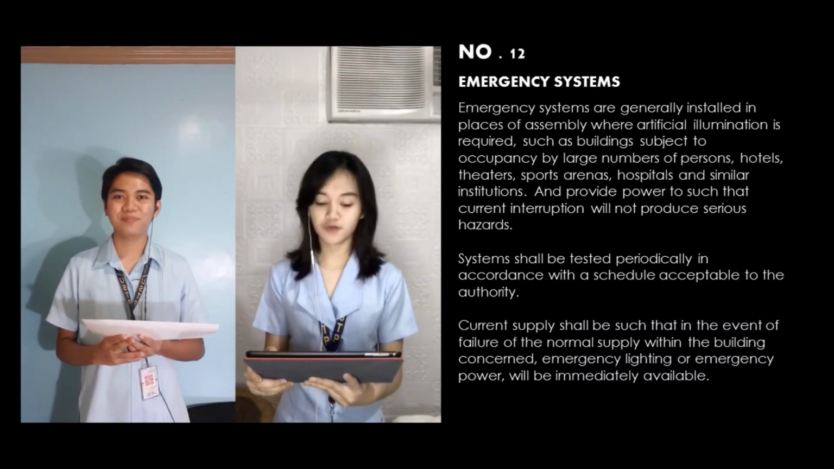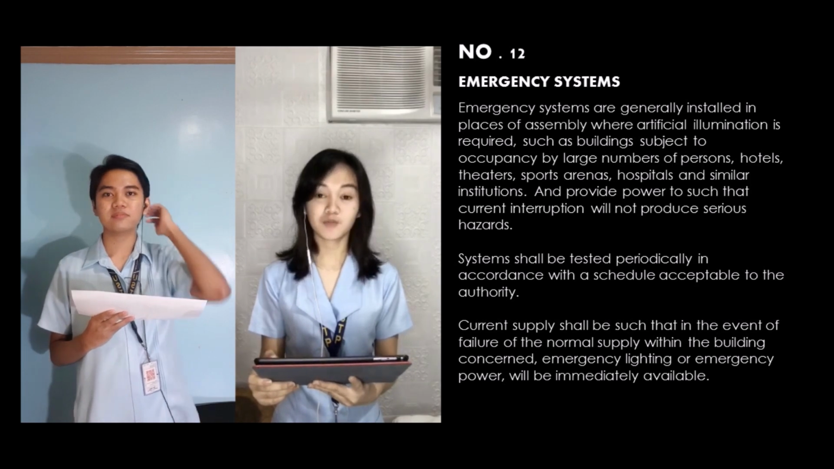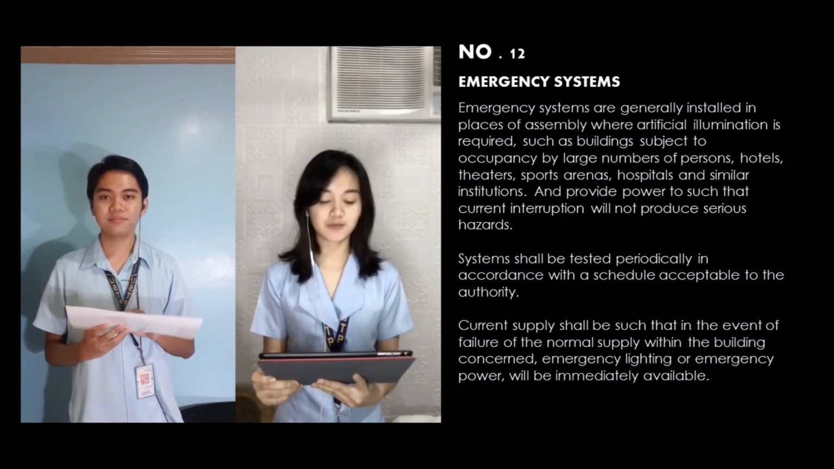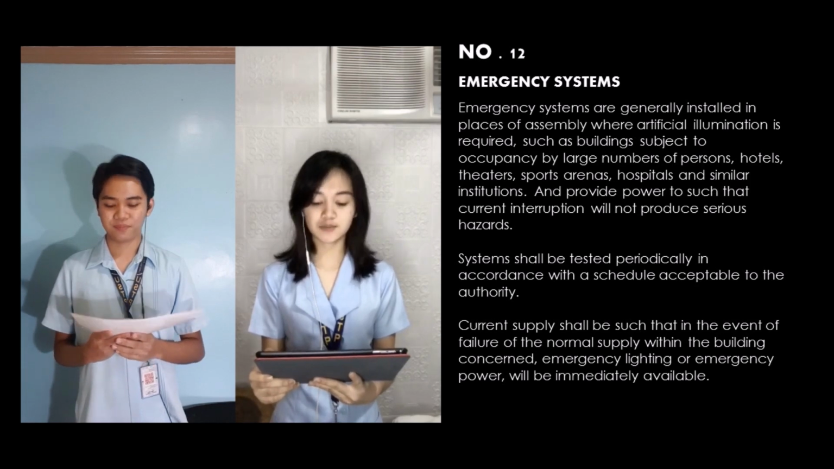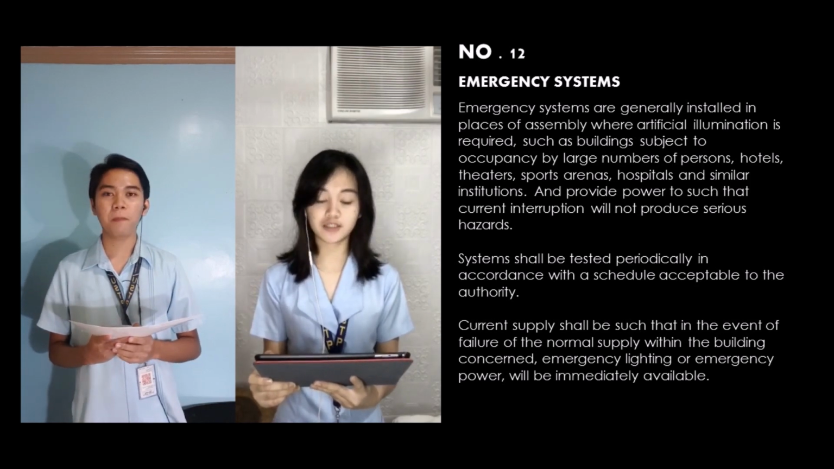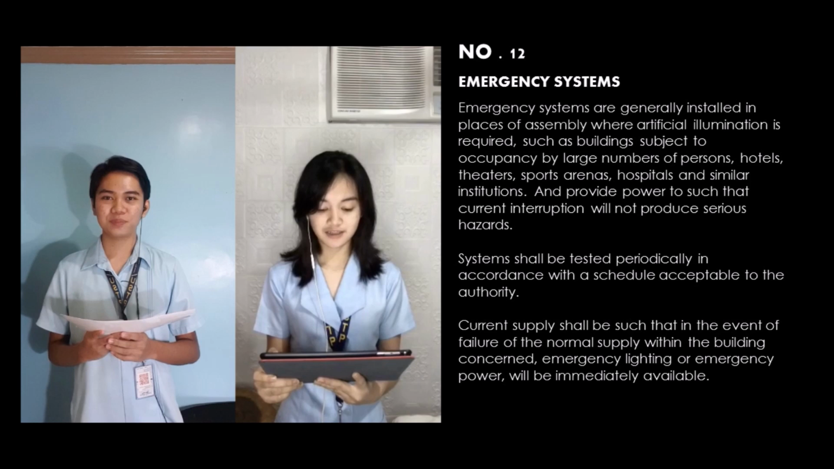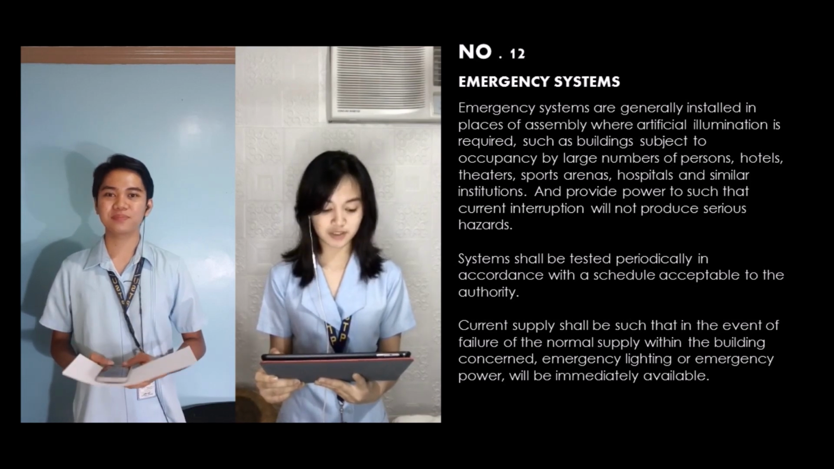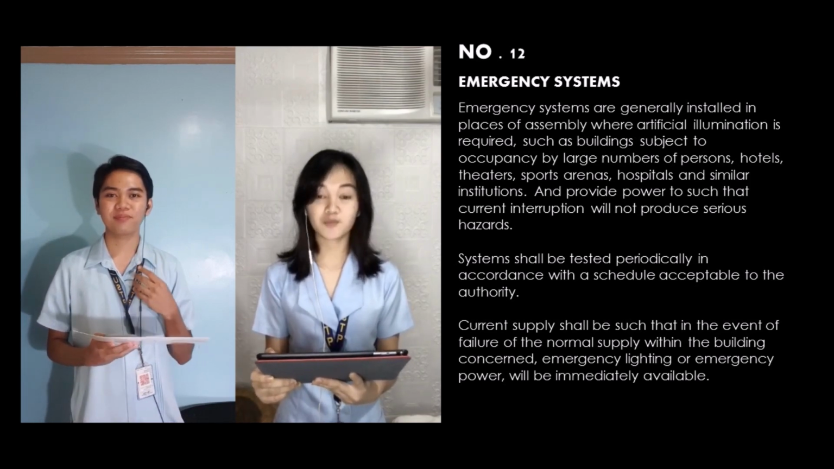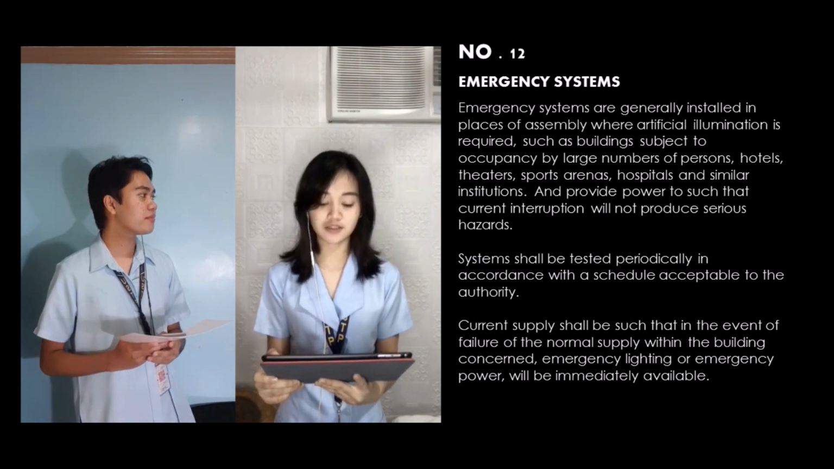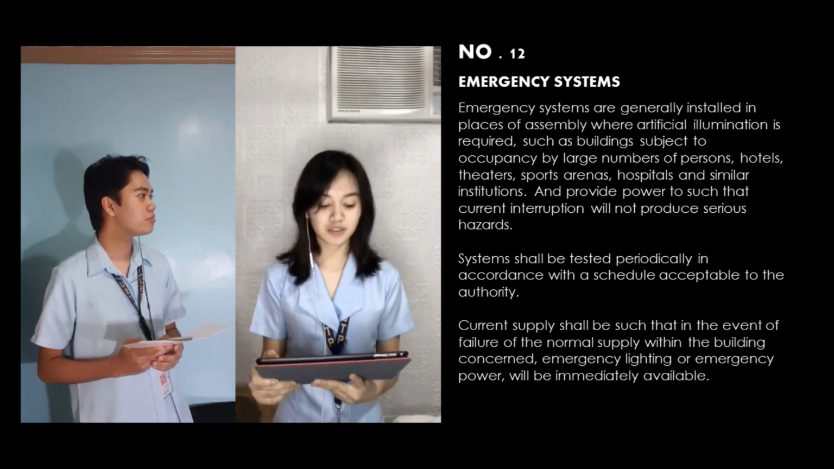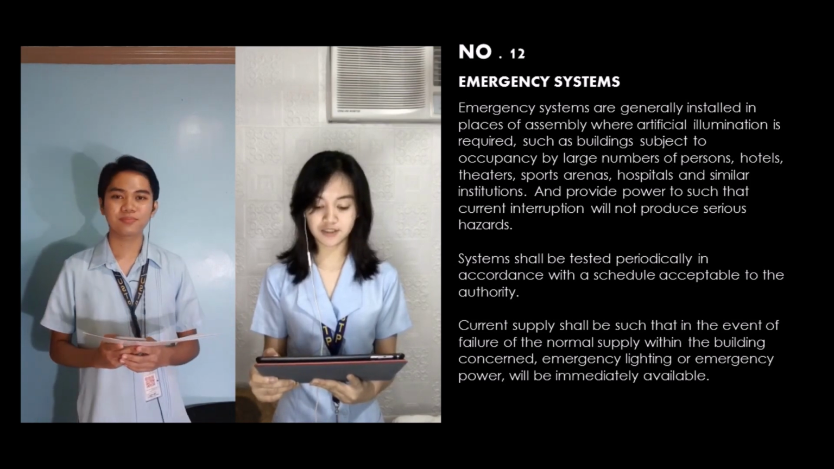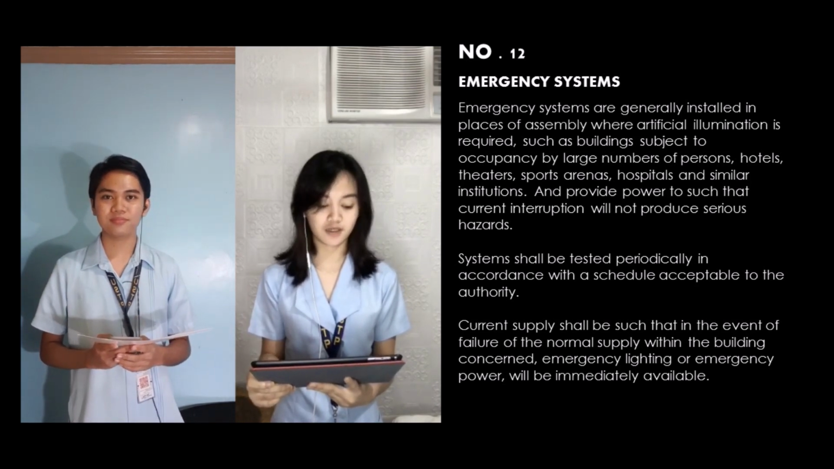For number 12, we have emergency systems. Emergency systems are generally installed in places of assembly where artificial illumination is required, such as buildings subject to occupancy by large numbers of persons, hotels, theaters, sport arenas, hospitals, and similar institutions, and provide power to such places that current interruption will not produce serious hazards. Systems shall be tested periodically in accordance with a schedule acceptable to the authority.